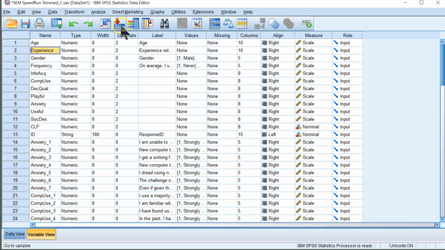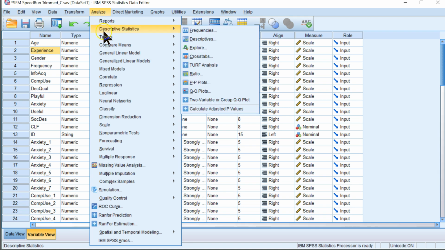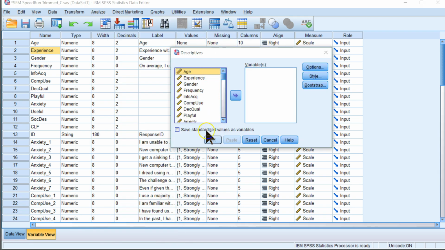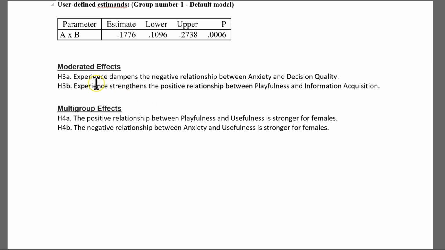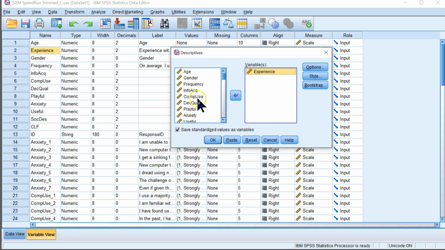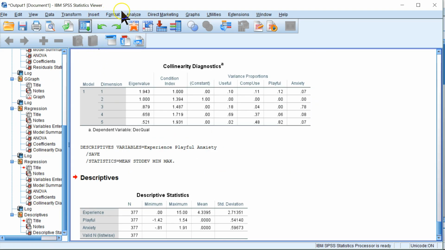Here's that data. We want to get descriptive statistics, descriptives, and save standardized values for experience and what we're going to be using in its interaction. So that was anxiety and playfulness. Okay, so we'll throw playful and anxiety in here. We're just saving standardized values. That's what we want to do here. And then we're going to multiply those.